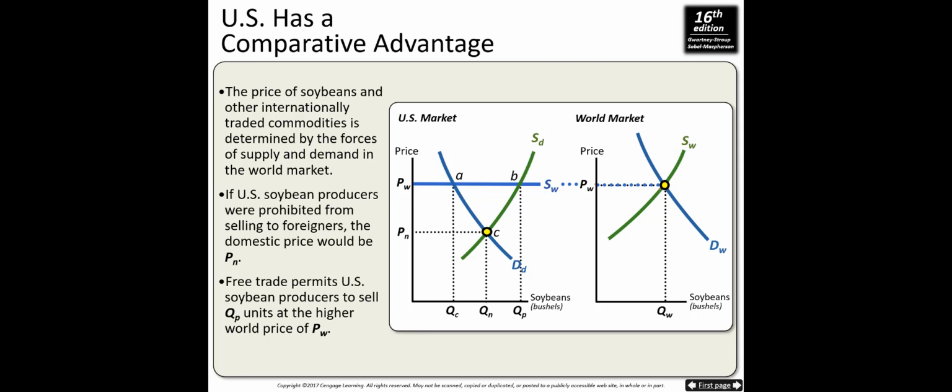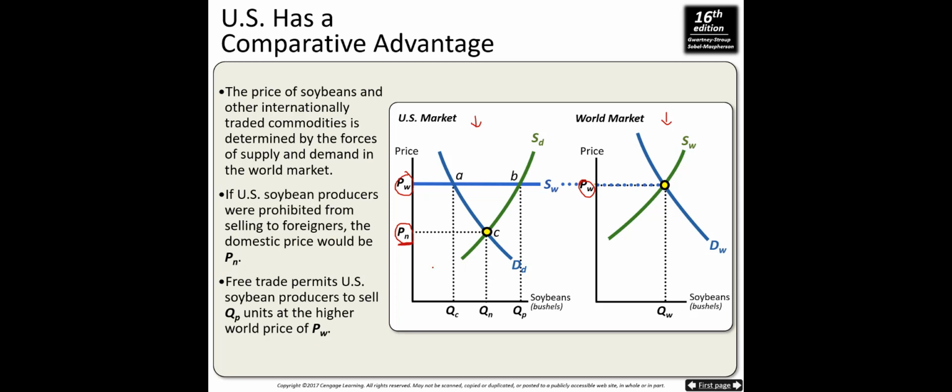First, there is free trade, where the price of the soybean is determined by the price in the world, and the supply of the soybean by the world and the demand for the soybean in the world. And here, in US markets, you can see a different story. The price determined by the world market is higher than the local price if there is no trade. If US soybean producers were prohibited from selling to foreigners, the domestic price would be PN.